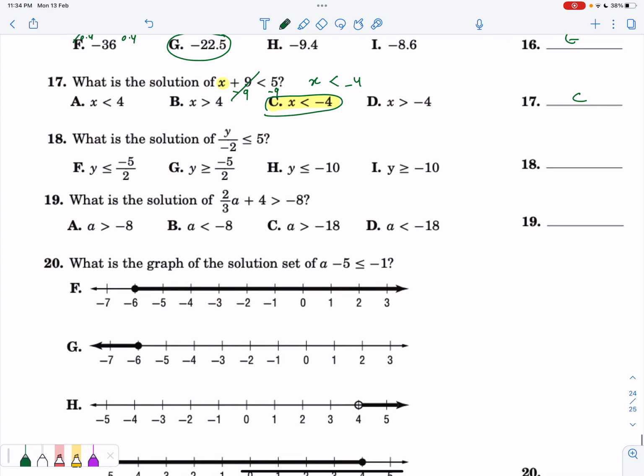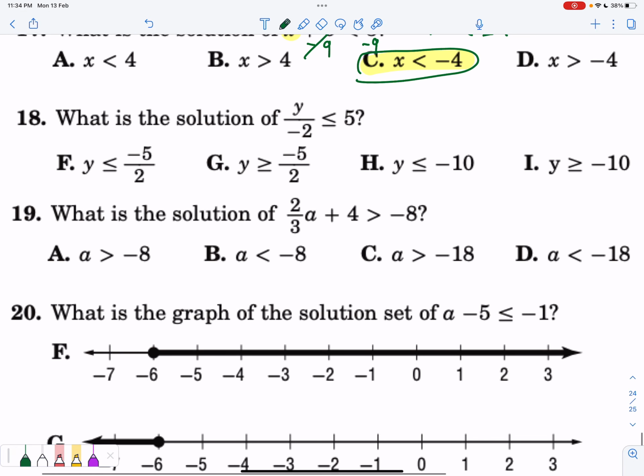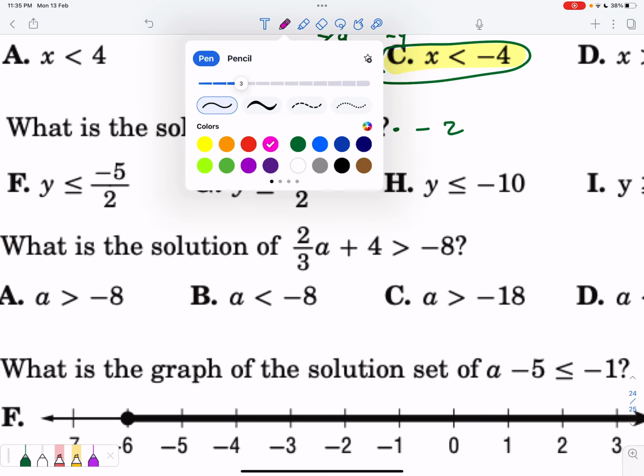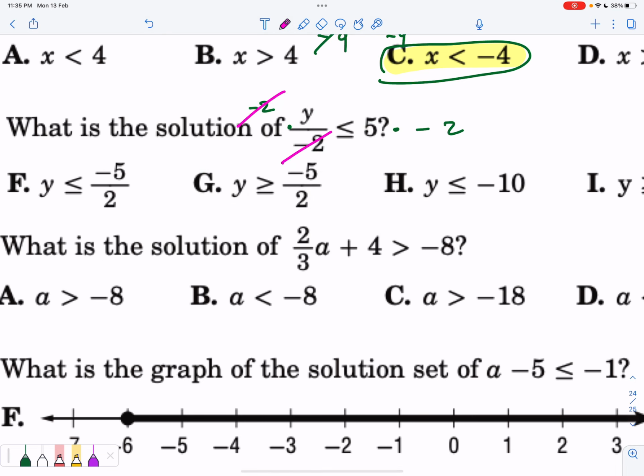Okay, then what is the solution of y divided by negative 2 less than or equal to 5? Now of course the variable, which is y, is divided by a number, so we should do the inverse operation, which is multiplying. So I need to multiply both sides by negative 2. Okay, now when I multiply, of course I will cross that with that, so I will just have the y.